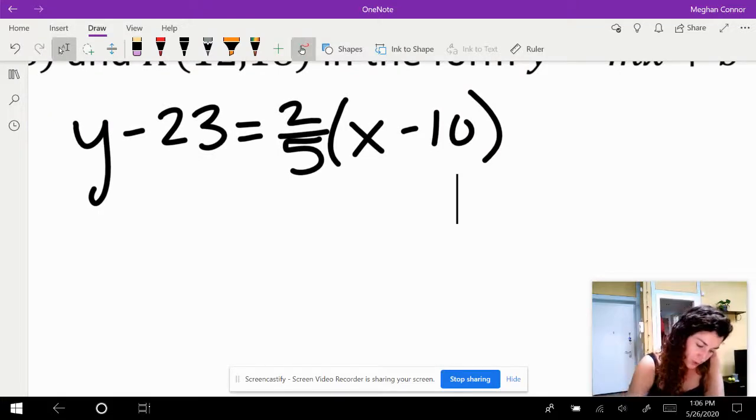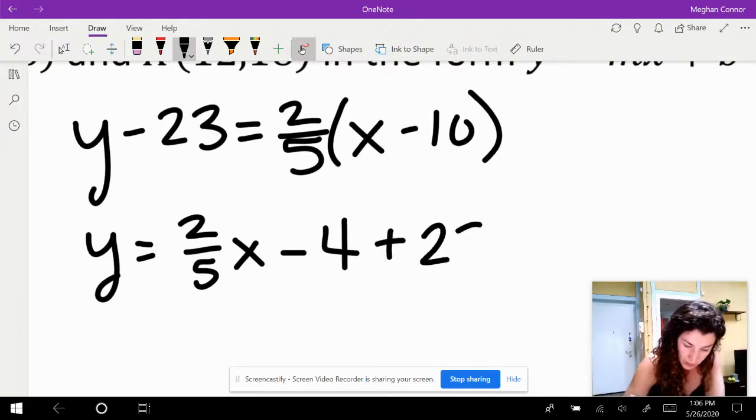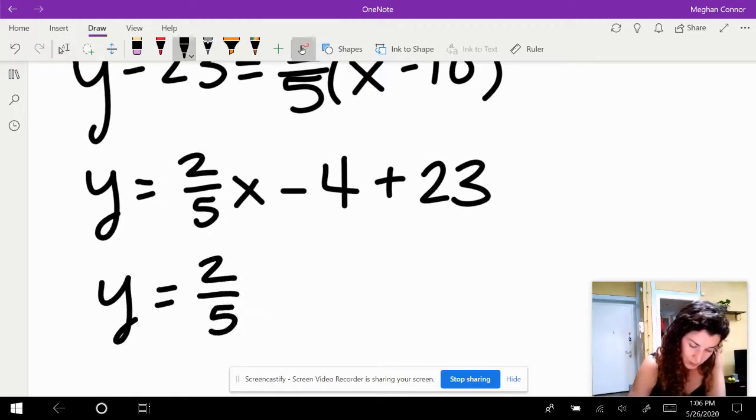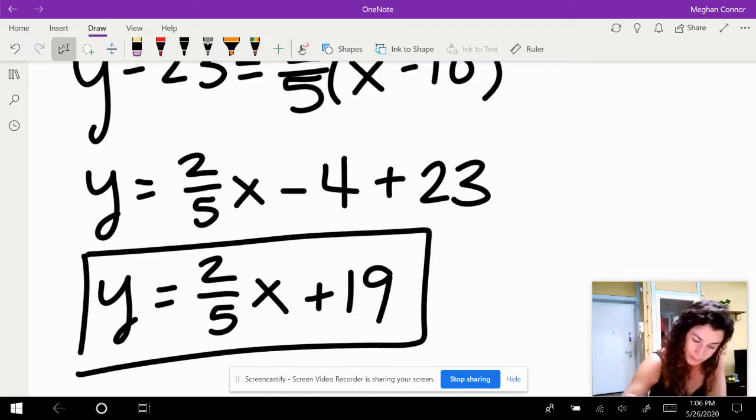So we get that y is equal to 2/5 x minus, and then 2/5 times 10 is 4, so minus 4, and then we're adding 23 to both sides. So we get that y is equal to 2/5 x plus 19. And there you go.